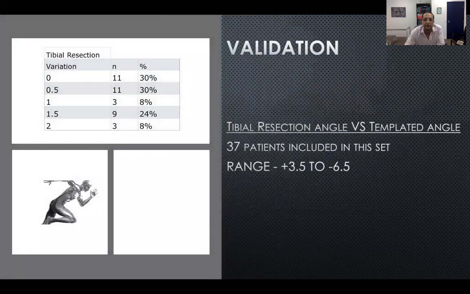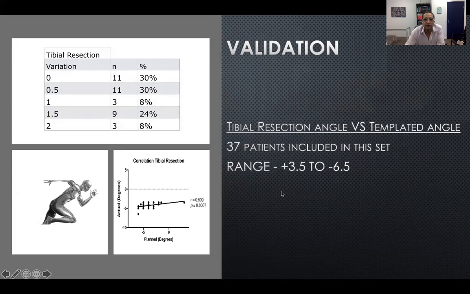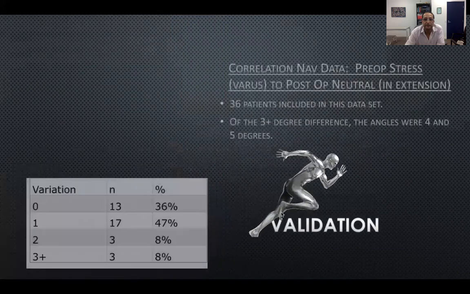So again, just to go through the validation process, we looked at the tibial resection angle versus the templated angle. 37 patients were included in this set, and the range was plus 3.5 to 6.5. And as you can see, about 60% of patients were between 0.5 degree of the templated, and if you look at 100% of patients were between 2 degrees of what was templated. Again, the correlation, the regression analysis showed an R value of 0.5, which is pretty good.